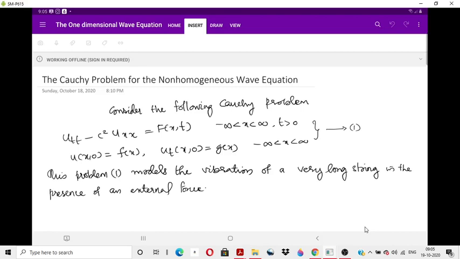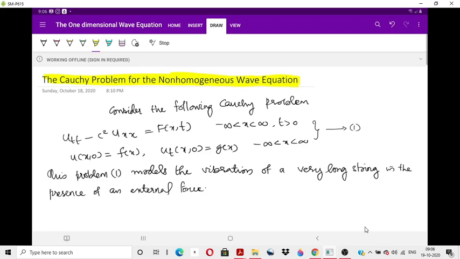Hello all. Today we will discuss the Cauchy problem for non-homogeneous wave equations. In the previous lectures, we have already discussed the method of solving the one-dimensional homogeneous wave equation and its corresponding Cauchy problem. And we have already proved that the Cauchy problem for the one-dimensional homogeneous wave equation is well posed, meaning that there exists a solution, it is unique, and it is stable also. Okay, so now we will discuss the Cauchy problem for the non-homogeneous wave equation.